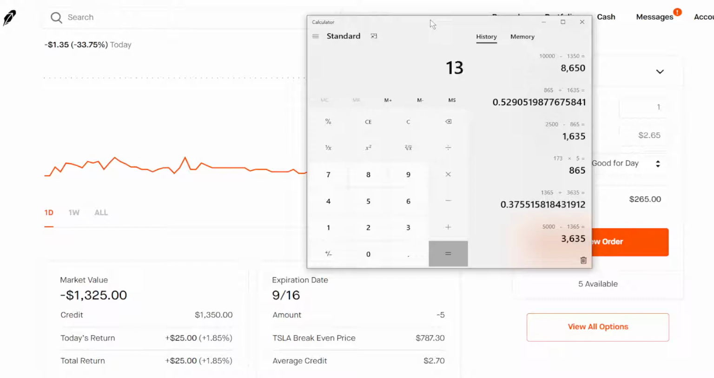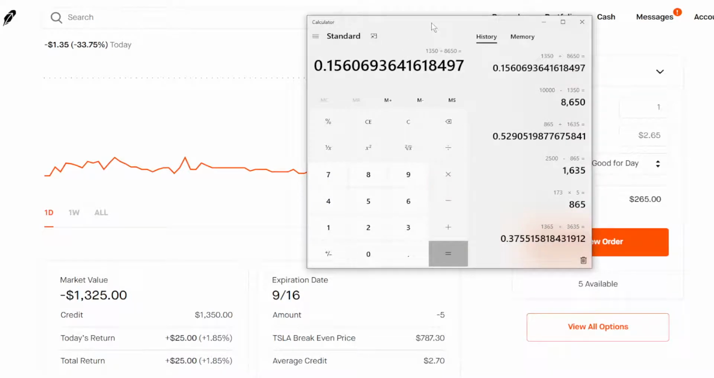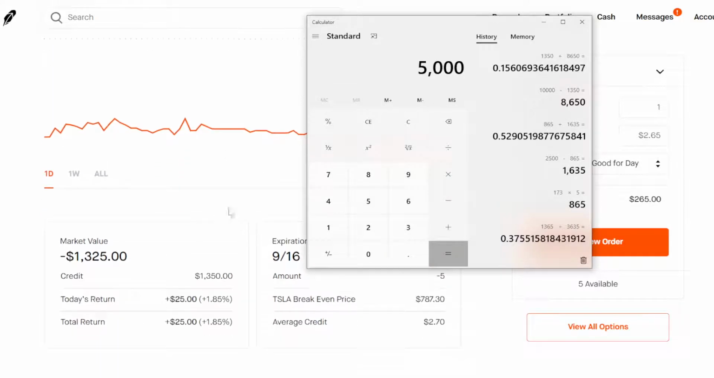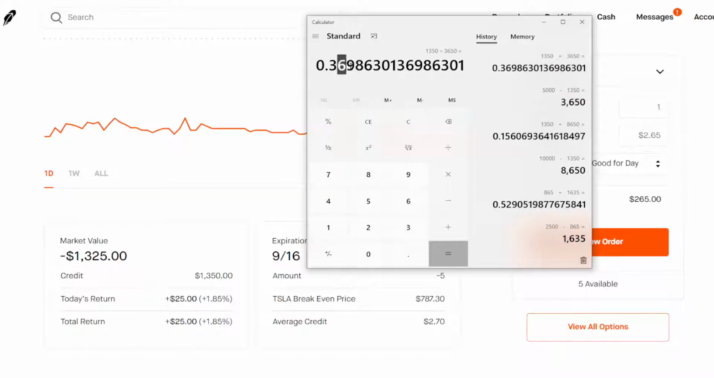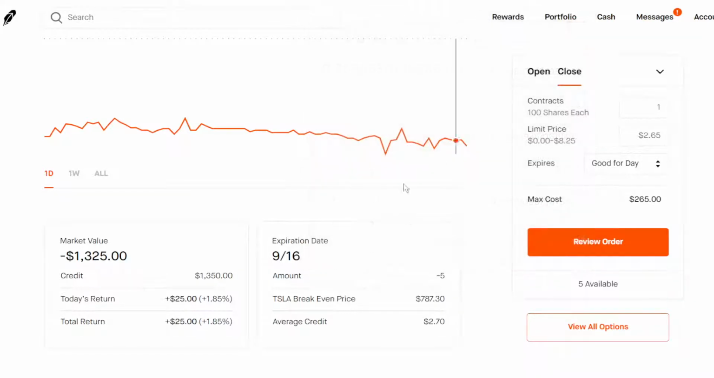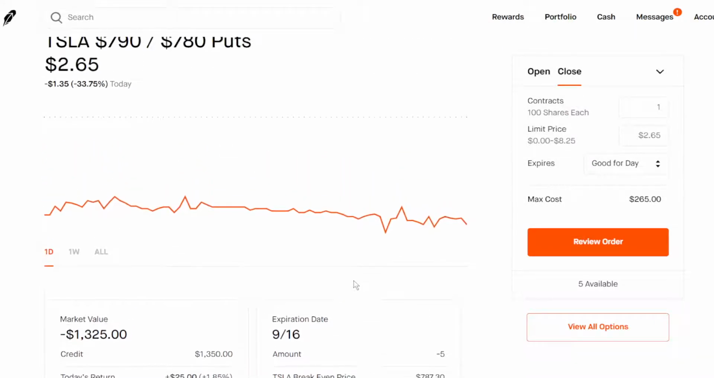Let's calculate how much return we're going to be making. $1,350 divided by $8,650. Sorry, we didn't put down $10,000. It's actually $5,000 because there's only five contracts. So it's going to be $5,000 minus $1,350. $1,350 divided by $3,650, 37% return by September. So that's going to be a pretty good profit, pretty good return.